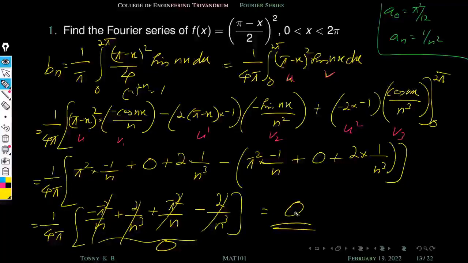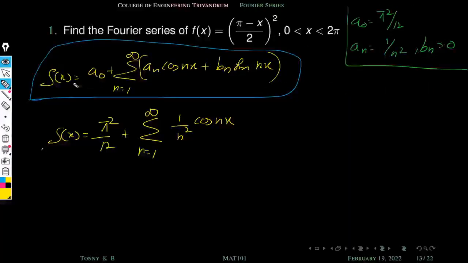Now we are ready to write the Fourier series. We know that the Fourier series is given by this formula: a naught plus sigma n equal to 1 to infinity a n cos nx plus b n sin nx. Here a naught is pi squared by 12, and a n is equal to 1 by n squared, and b n's are 0. So this is the Fourier series representation of this function.